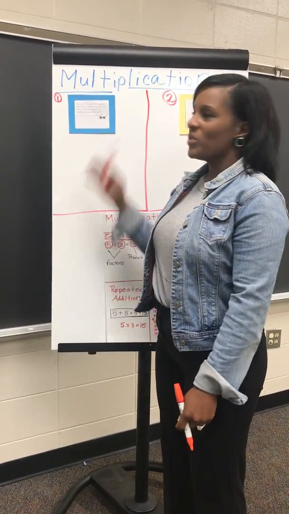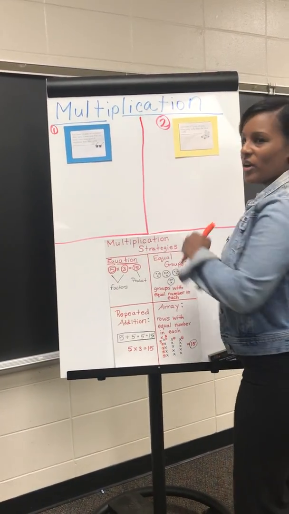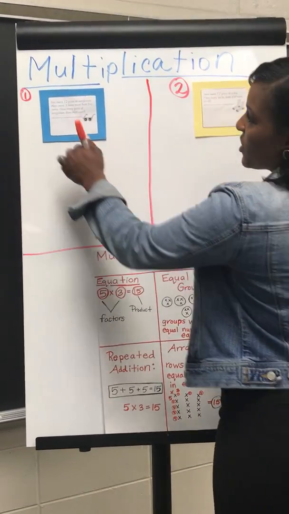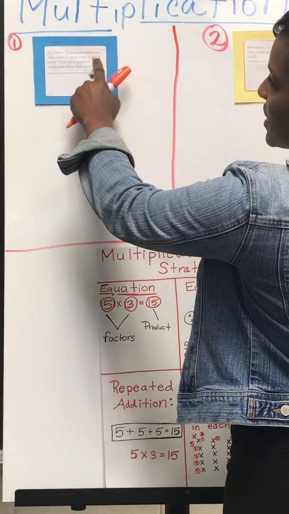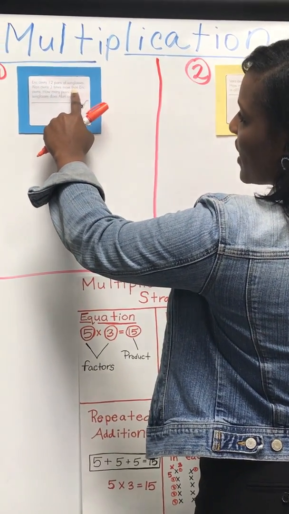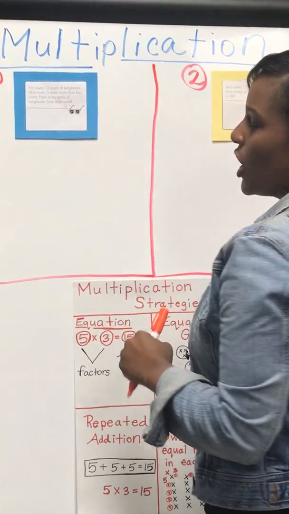We're going to continue with multiplication. So this week we actually have two word problems which are more geared towards third grade. So I'm going to go ahead and read it aloud. Eric owns 12 pairs of sunglasses. Alan owns 3 times more than Eric owns. How many pairs of sunglasses does Alan own?